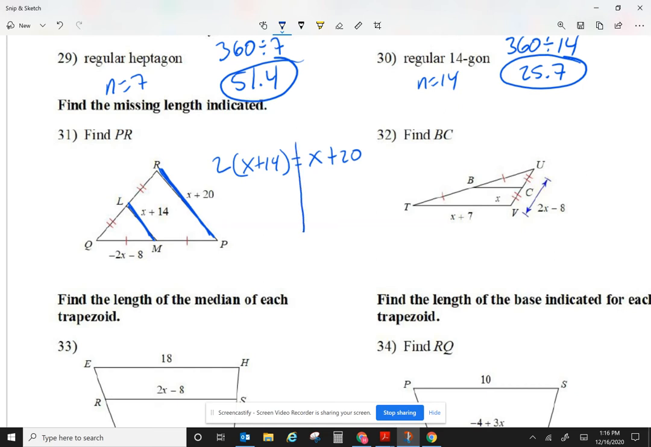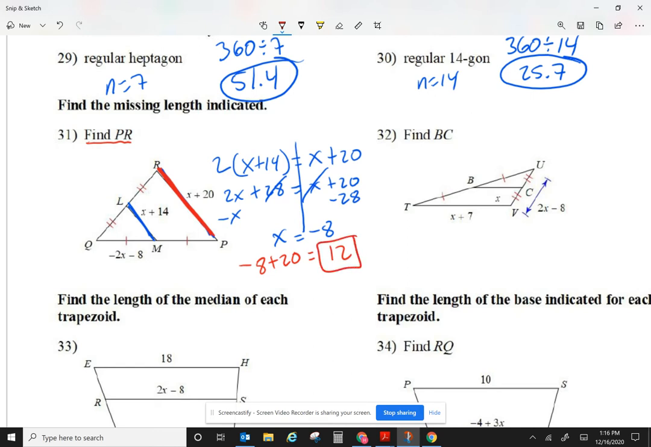So let me use distributive property to get rid of parentheses. So I have that 2x plus 28 is equal to x plus 20. Let me move the x over. Let me subtract 28 over. So I have that 1x equals negative 8. Now the instructions here are find PR. If you notice, the segment PR is x plus 20. I solve for x. I want you to use x. So I have negative 8 plus 20. That's 12.